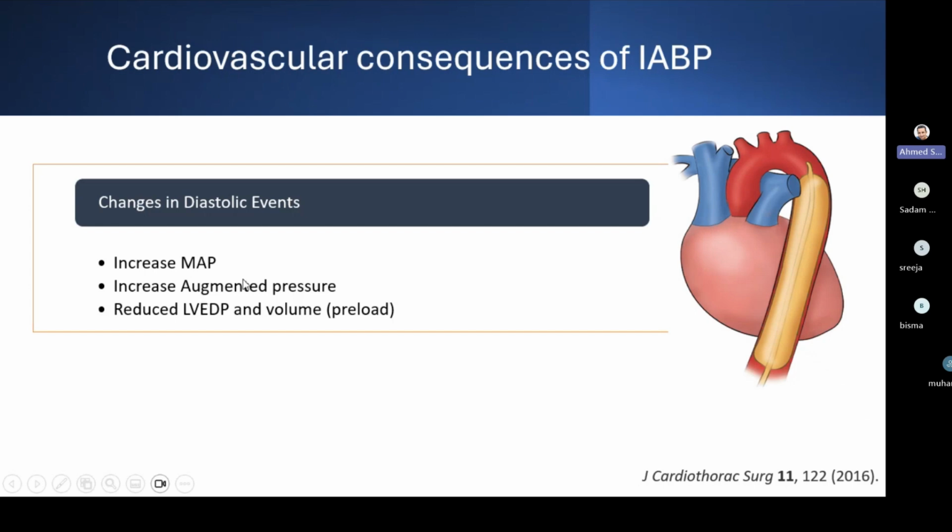And after the intra-aortic balloon pump inflation, there will be deflation of the intra-aortic balloon, which will lead to the reduction of the left ventricle end-diastolic pressure.